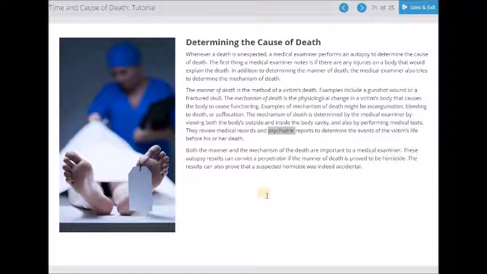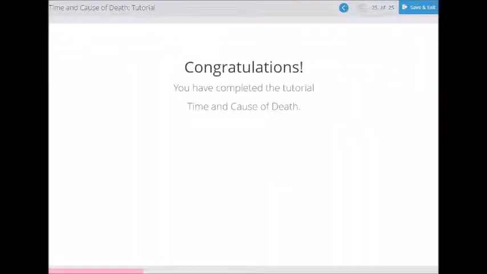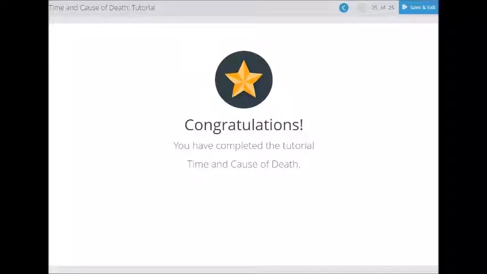Okay, that makes sense. Both the manner and the mechanisms of death are important to a medical examiner, and they can help convict a perpetrator if it ended up being homicide. The results can also prove that a suspected homicide was indeed accidental instead of on purpose. It can also prove that the person didn't die from homicide, that they died from something else. So, this is the purpose behind an autopsy, and it has to be done. If it's determined that you can't quite tell what was happening, then yeah, you've got to perform an autopsy, and medical examiners are good at that. And we have a very good medical examiner here in Okeechobee County.